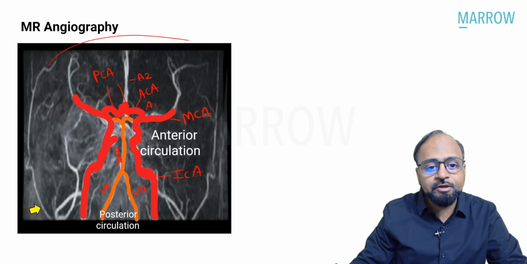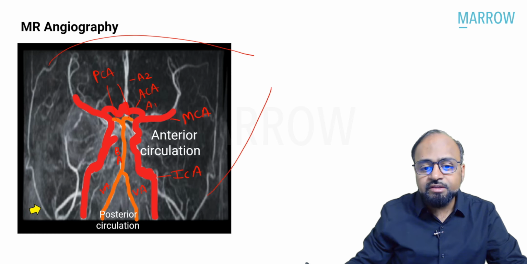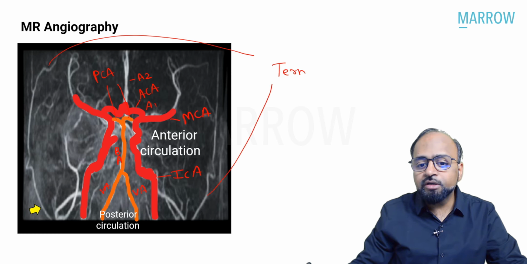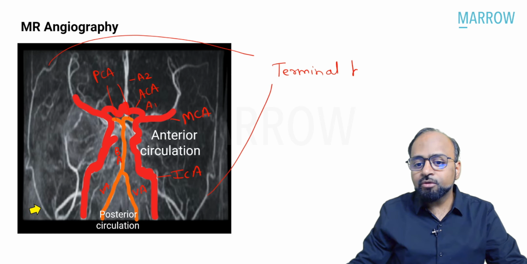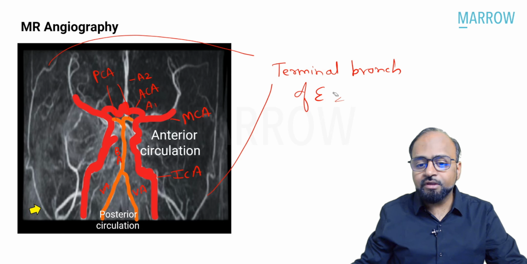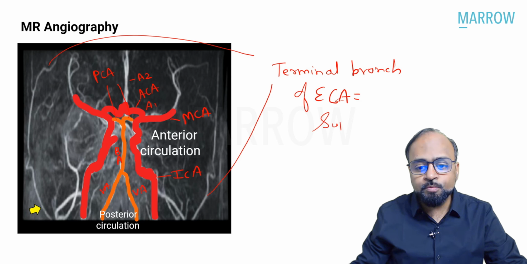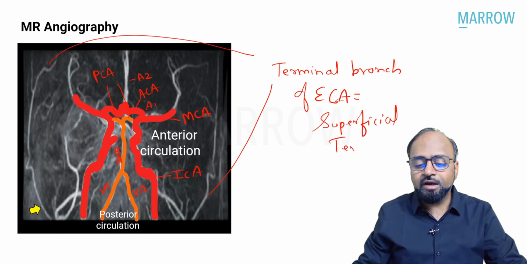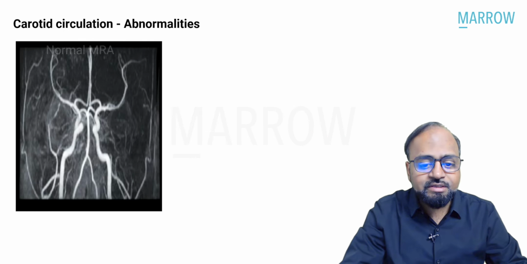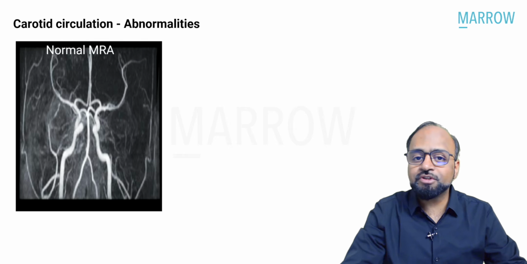So what is this artery here and what is this artery here? This is nothing but the terminal branch of the external carotid artery. And what is the terminal branch of the external carotid artery? We just saw it. Yes, it is the superficial temporal artery. So the answer to this question was the superficial temporal artery.